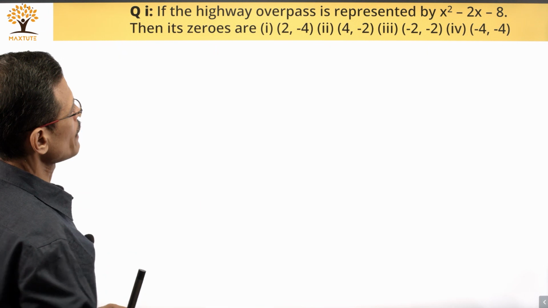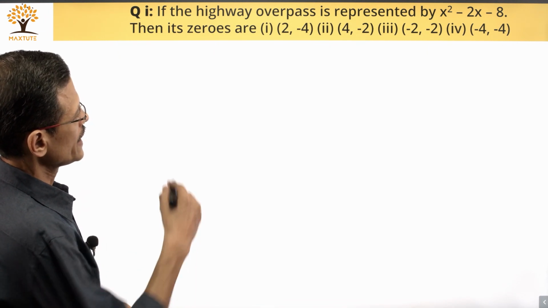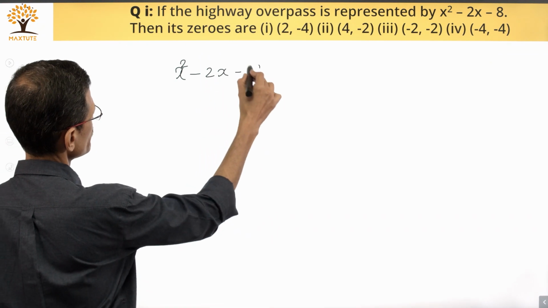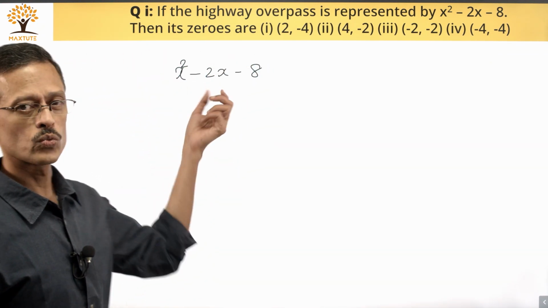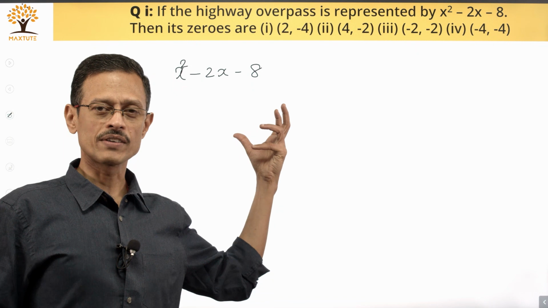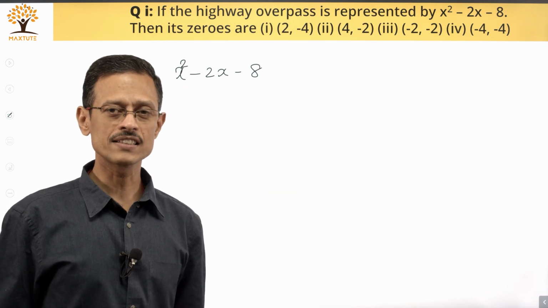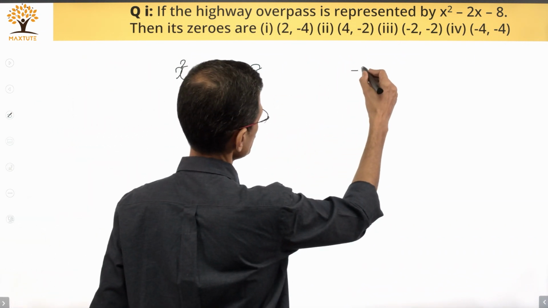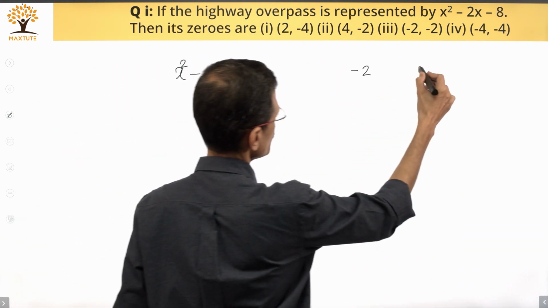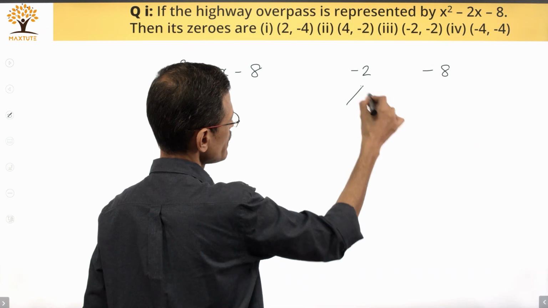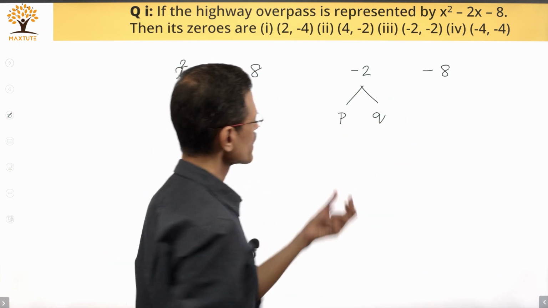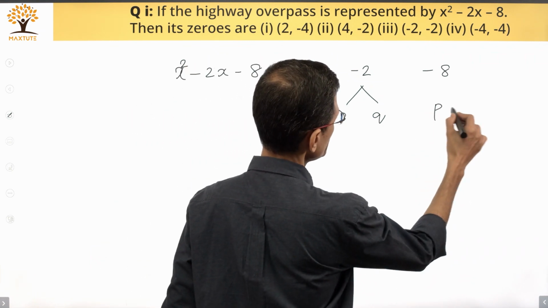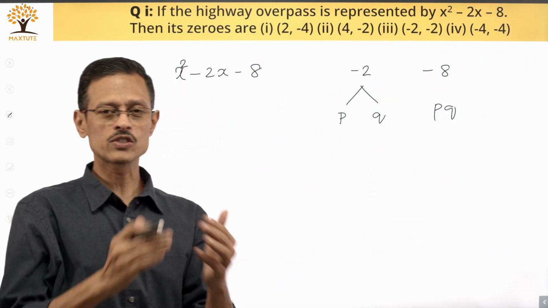If the highway overpass is represented by this equation, x square minus 2x minus 8, then its zeros are what we need to find out. It's a quadratic expression. Find the zeros by factorizing this polynomial if it is factorizable. The sum is equal to minus 2 and the product is equal to minus 8. So, we're going to break this minus 2 into 2 parts, p and q, such that p plus q is equal to minus 2 and the product pq is equal to minus 8. That's how we factorize.